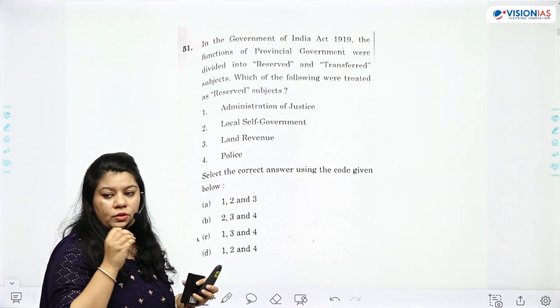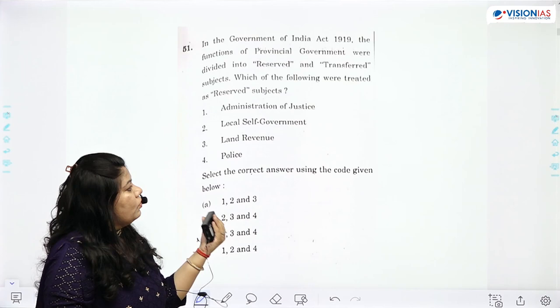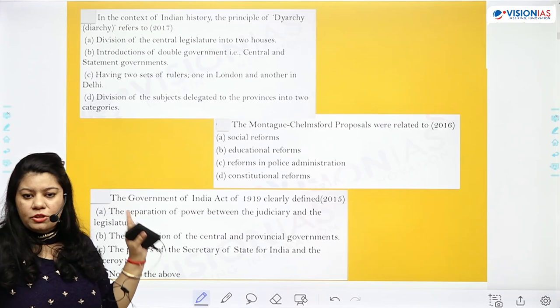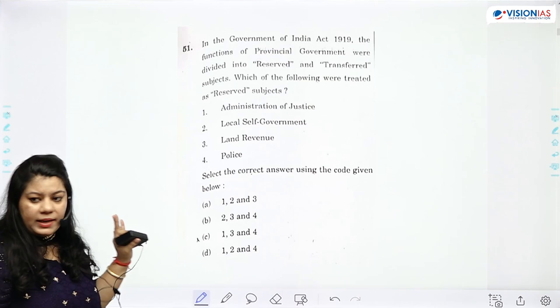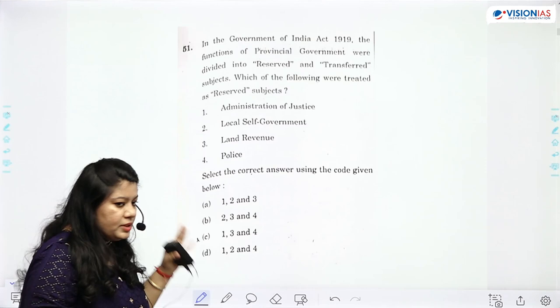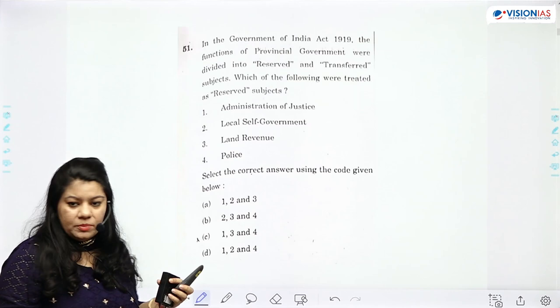If you may allow, there have been at least three questions in the last 5 years on Government of India Act 1919 of various kinds. So this topic was very conventional. Now talking about the question, which of the following were treated as reserved subjects? Obviously this question can be attempted by the elimination method as well. This is a very easy topic overall.